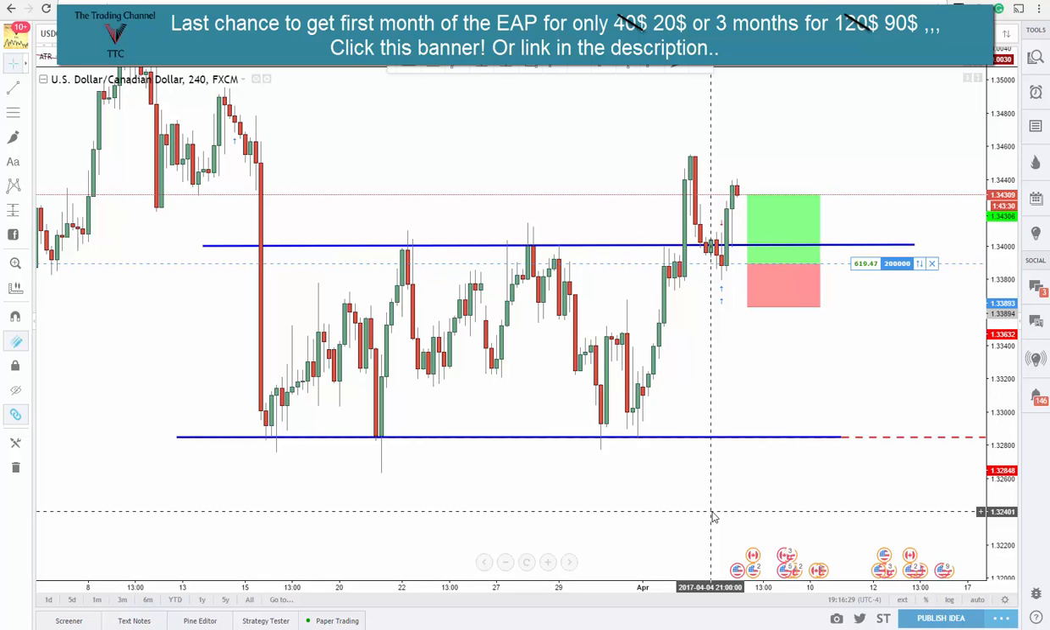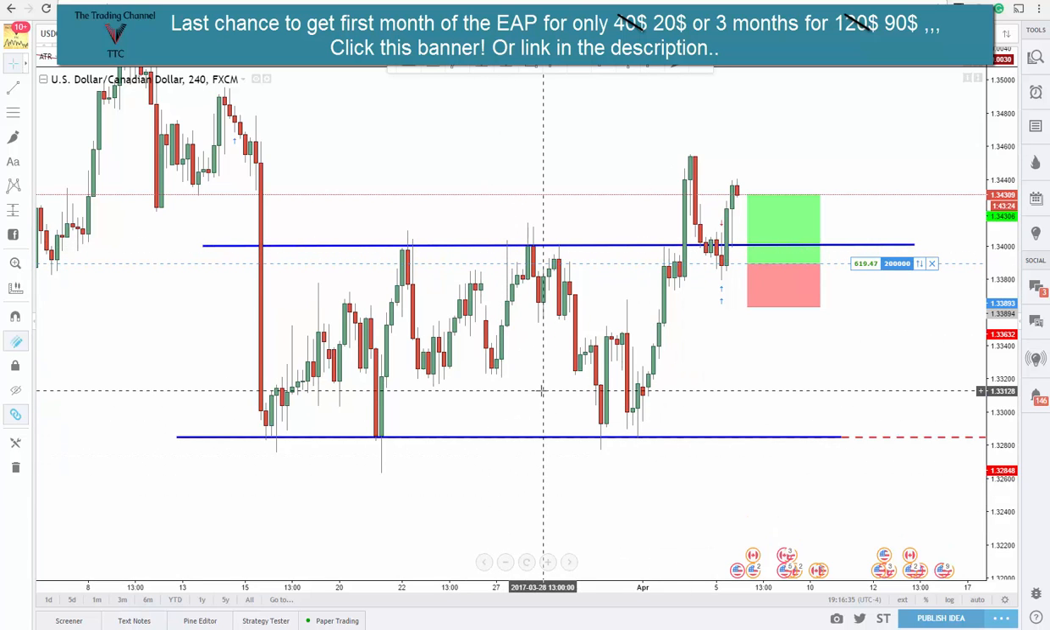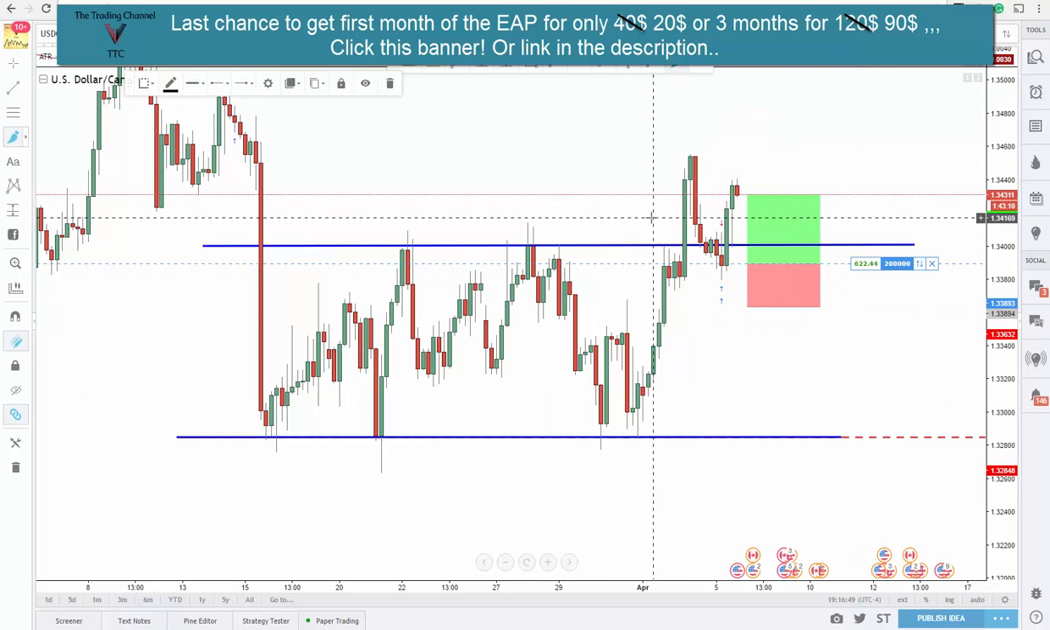So once you create your own non-subjective entry reason that you can use back at this previous level, that gives you an opportunity to have a strategy that you can test throughout historical data throughout the market that you can repeat over and over.